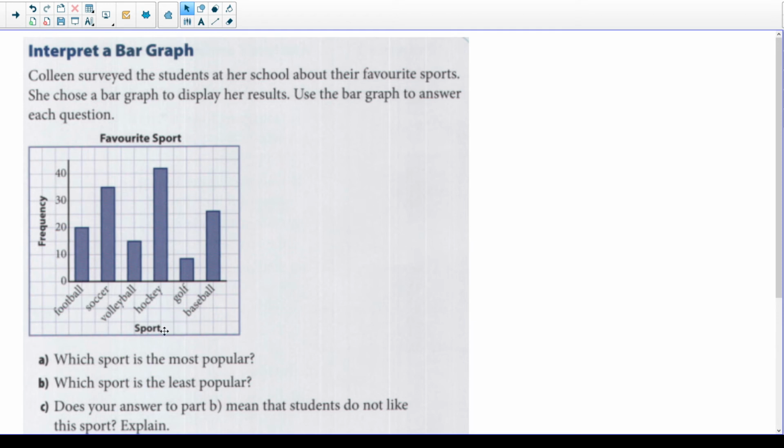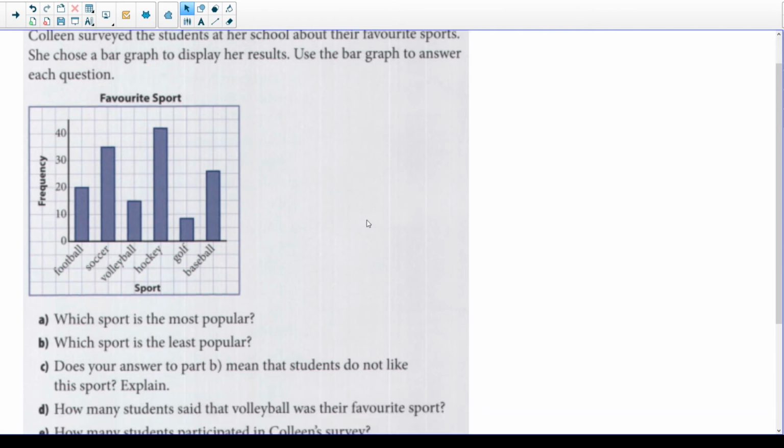So the x-axis is sport, and you can see that all the different sports are named, and it says frequency, which means how many of each person selected that as their favorite sport. Okay, so frequency just is like a tally that we saw the other day. So which sport is the most popular?